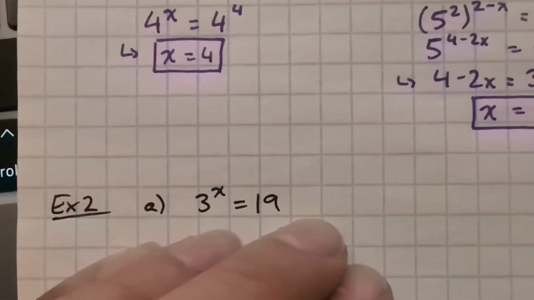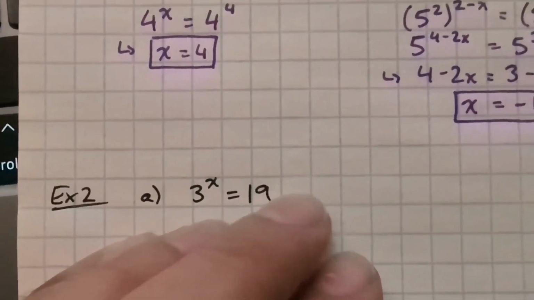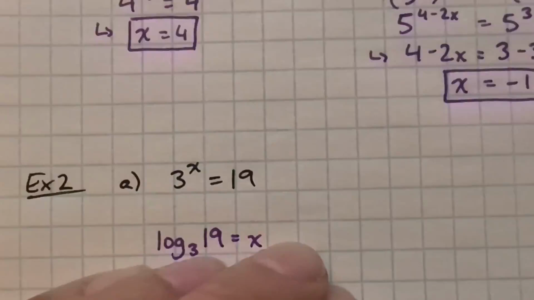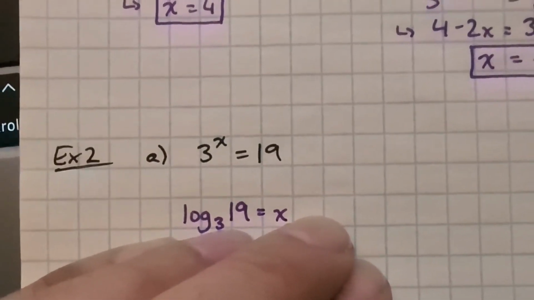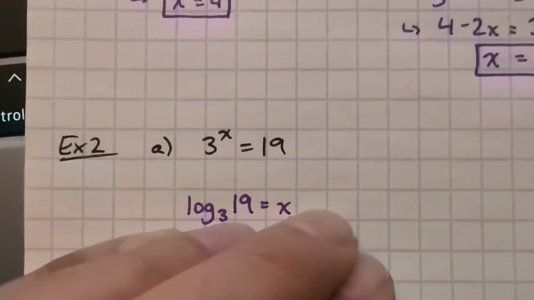It's roughly in between 2 and 3. But now that we've talked about logs, we can just rearrange this into its logarithmic form. So log base 3 of 19 equals x. And we've talked about how to put that left side into a calculator.